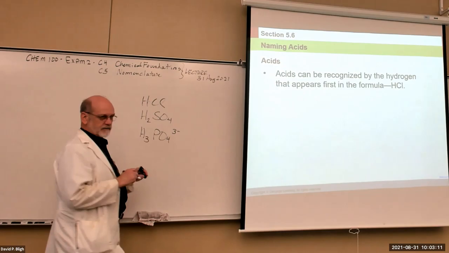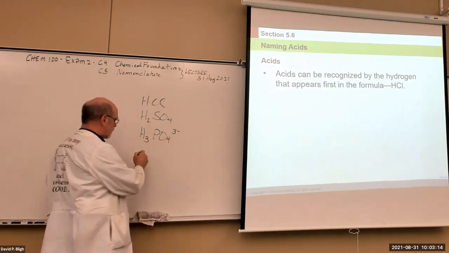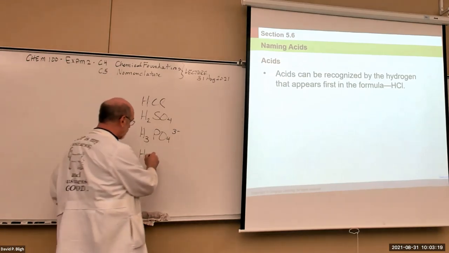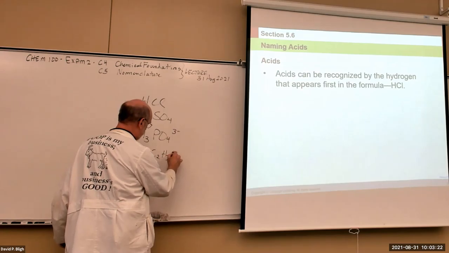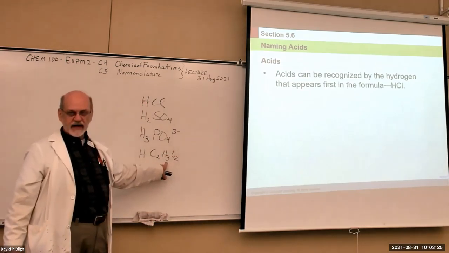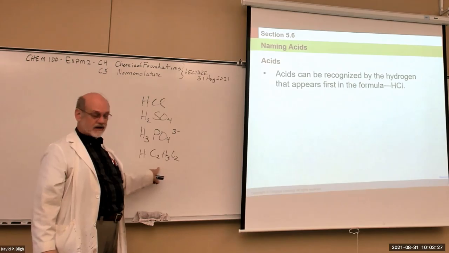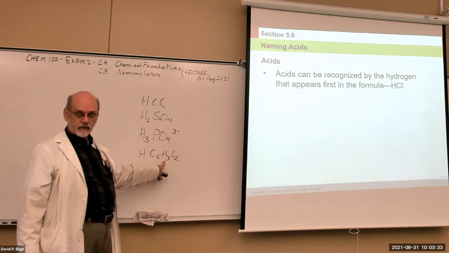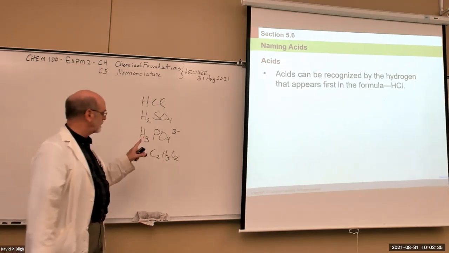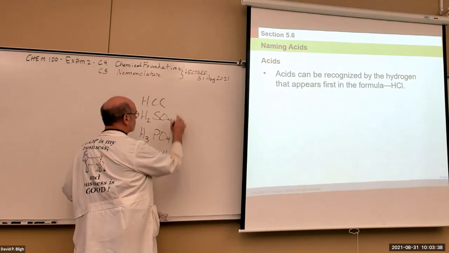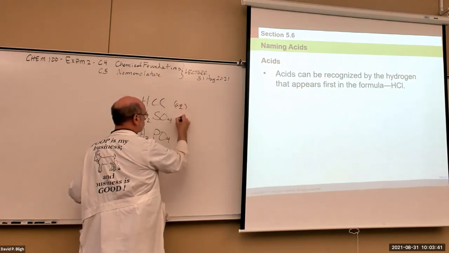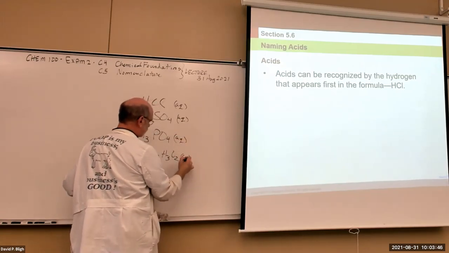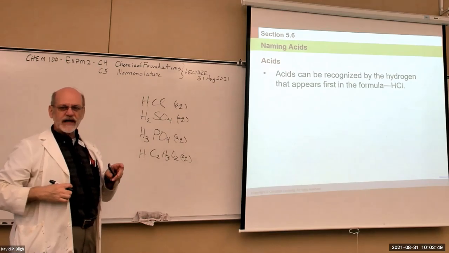Now, what if there are other hydrogens? This one is the acid hydrogen for this molecule. And this one, these are non-acidic hydrogens. So this acetate ion holds those hydrogens so strongly that they do not dissociate in an aqueous solution. That's the key. These guys have to be in aqueous solution to be acids. At least for our naming convention.